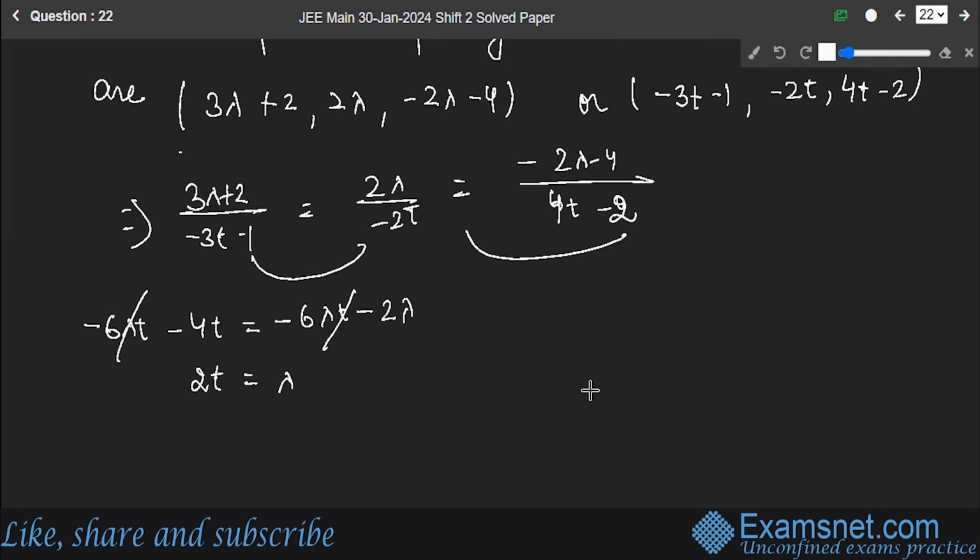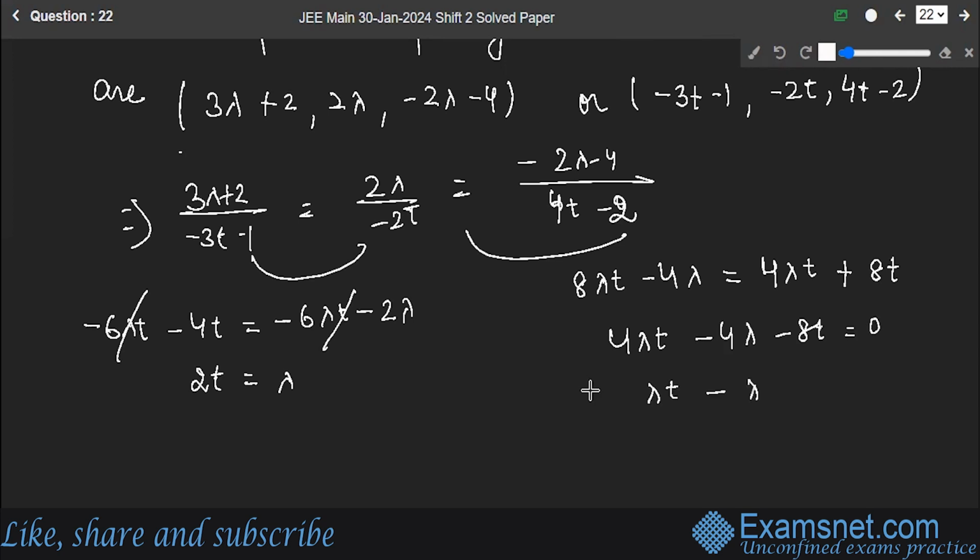Let's solve these two then. You have 8 lambda t minus 4 lambda is equal to 4 lambda t plus 8t. This is 4 lambda t minus 4 lambda minus 8t is equal to 0, or lambda t minus lambda minus 2t is equal to 0. I had lambda is equal to 2t. So this will be 2t square minus 2t minus 2t is equal to 0. 2t square minus 4t is equal to 0.